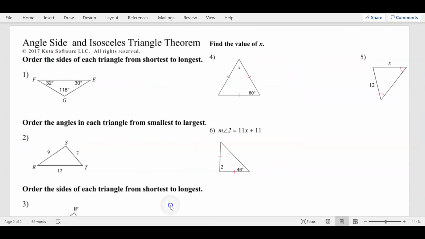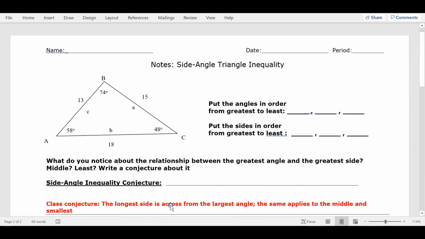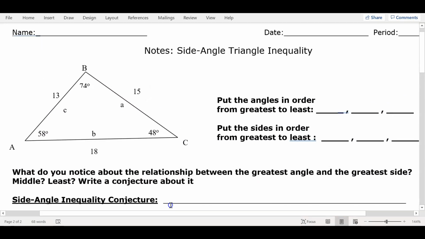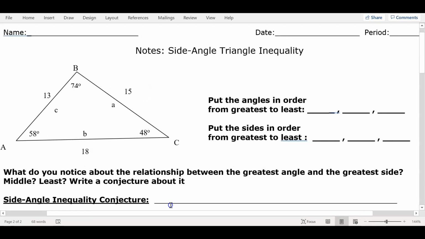All right. So we're on the notes called side. What is it called? Side angle triangle inequality. Let's do this together. Stay on track. We can get this over with faster, so you can do what you need to do after that.